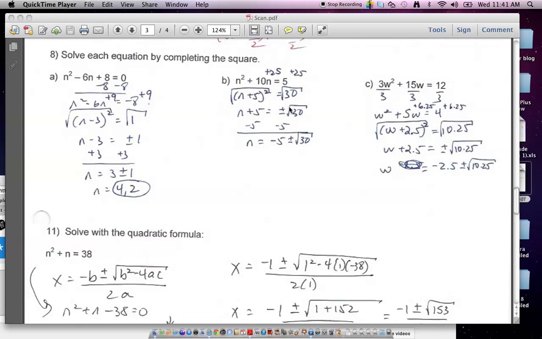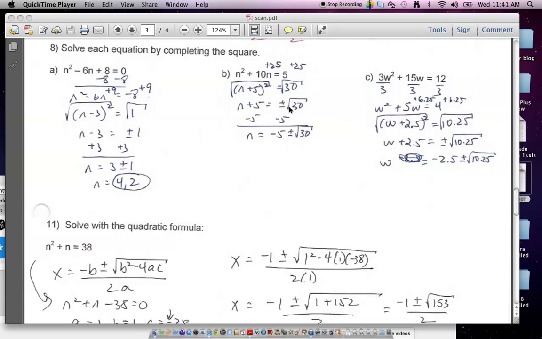Okay, number 8. Completing the square. You will have a completing the square question on the test. You'll have to do completing the square. So you can see step by step all of the ones I did there. I'll give you a minute to check your work.